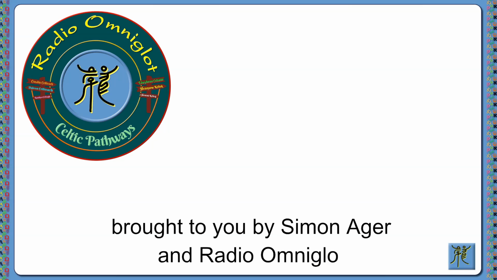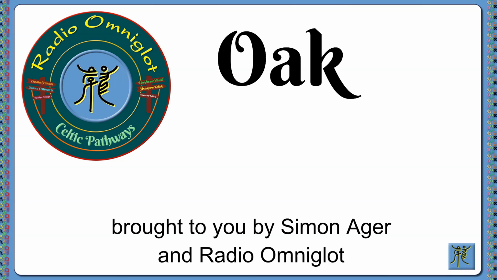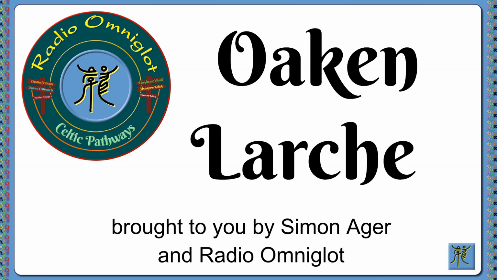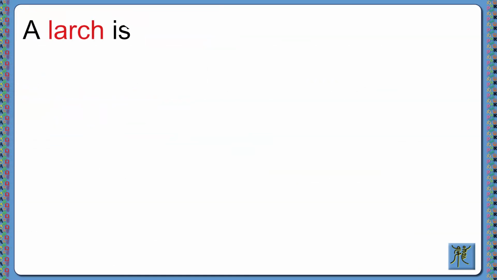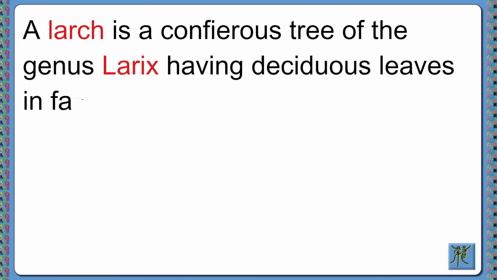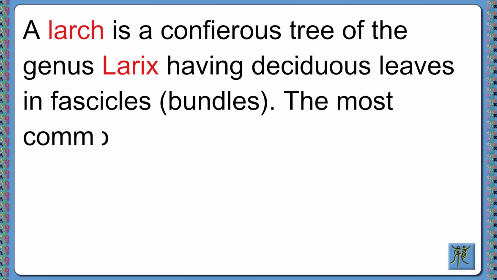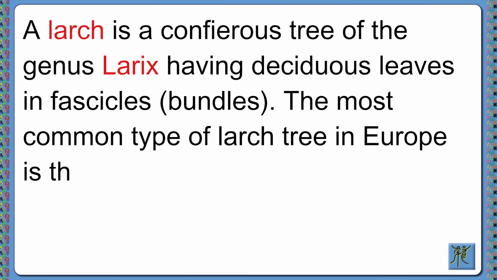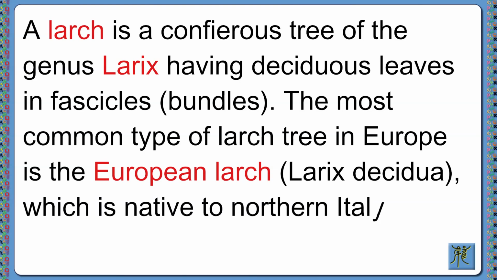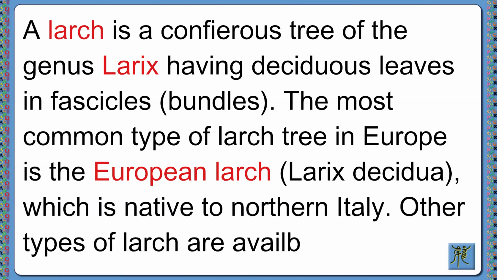I'm Simon Ager, and in this episode we discover the possible Celtic roots of words for larch tree in various non-Celtic languages. A larch is a coniferous tree of the genus Larix, having deciduous leaves in fascicles or bundles. The most common type of larch tree in Europe is the European larch, or Larix decidua, which is native to northern Italy. Other types of larch are available.